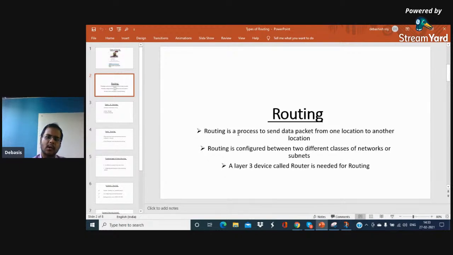A layer 3 device called a router is needed for routing, definitely, because layer 3 means what? It means a network layer device, not a data link layer device. It is a network layer device, meaning layer 3 in the OSI model, because IP routing and IP addressing are all part of layer 3, the network layer.